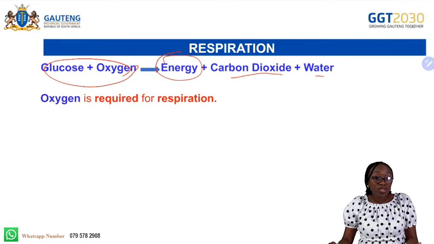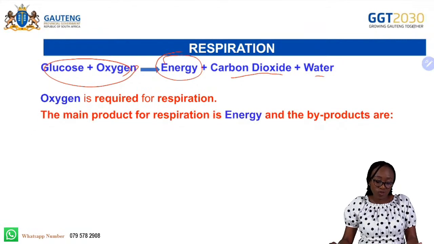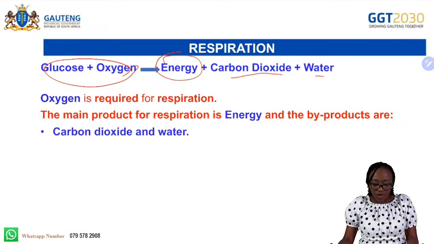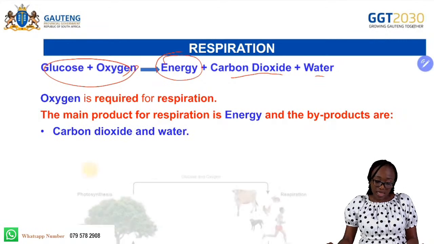So what do we need for respiration again? We need oxygen. Oxygen is a requirement for respiration. And what is the main product? The main product for respiration is energy. And what are the byproducts? They are carbon dioxide and water.